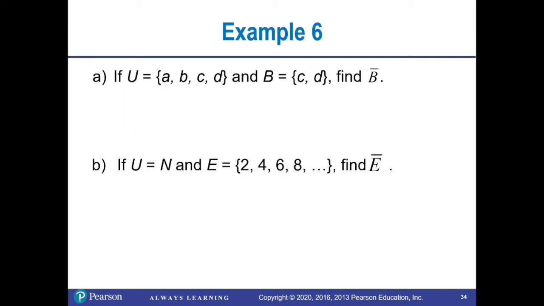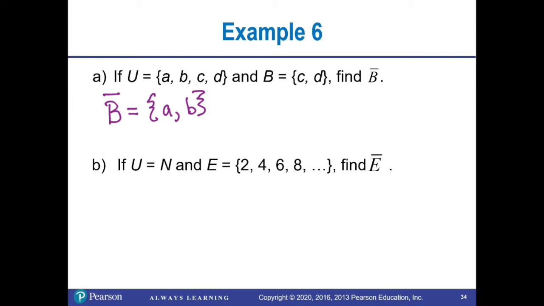So let's find some complements of some sets. Well, let's suppose our universe is the letters A, B, C, and D. Set B is the letters C and D, and I want to find B complement. So B complement is everything in the universe that is not in set B. Well, A and B are in the universe, but not in set B.